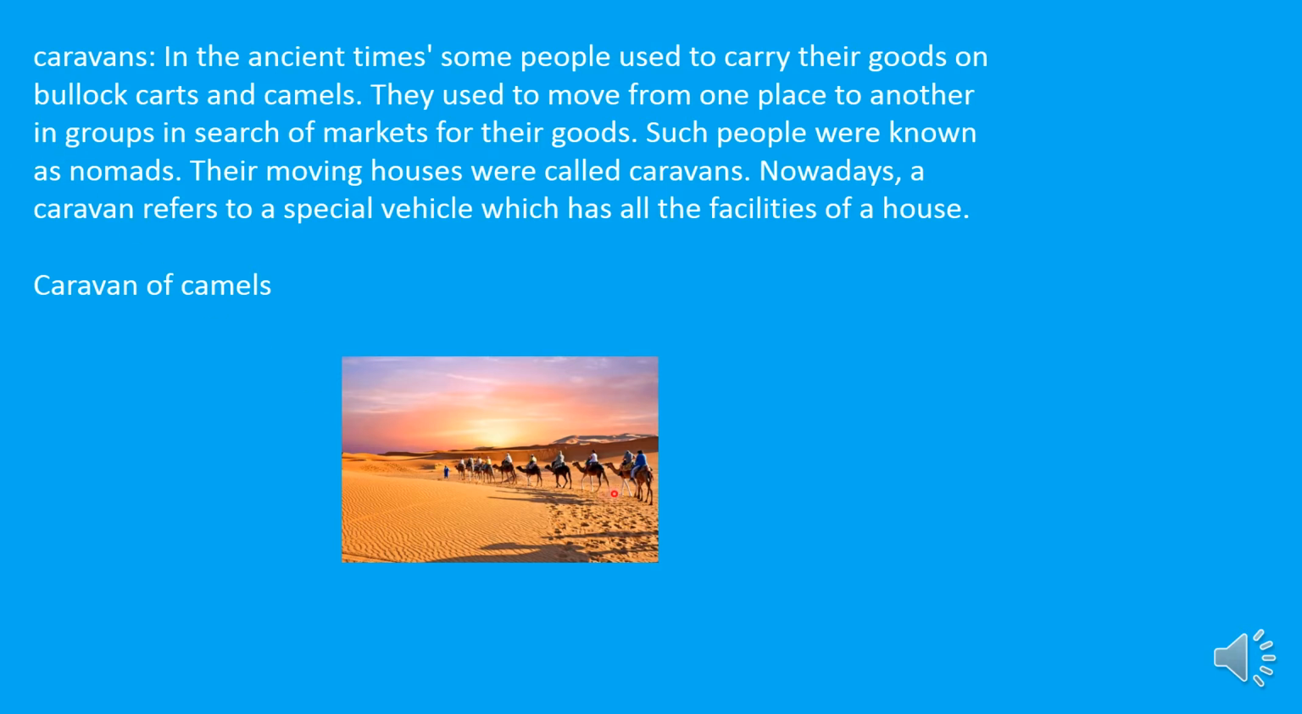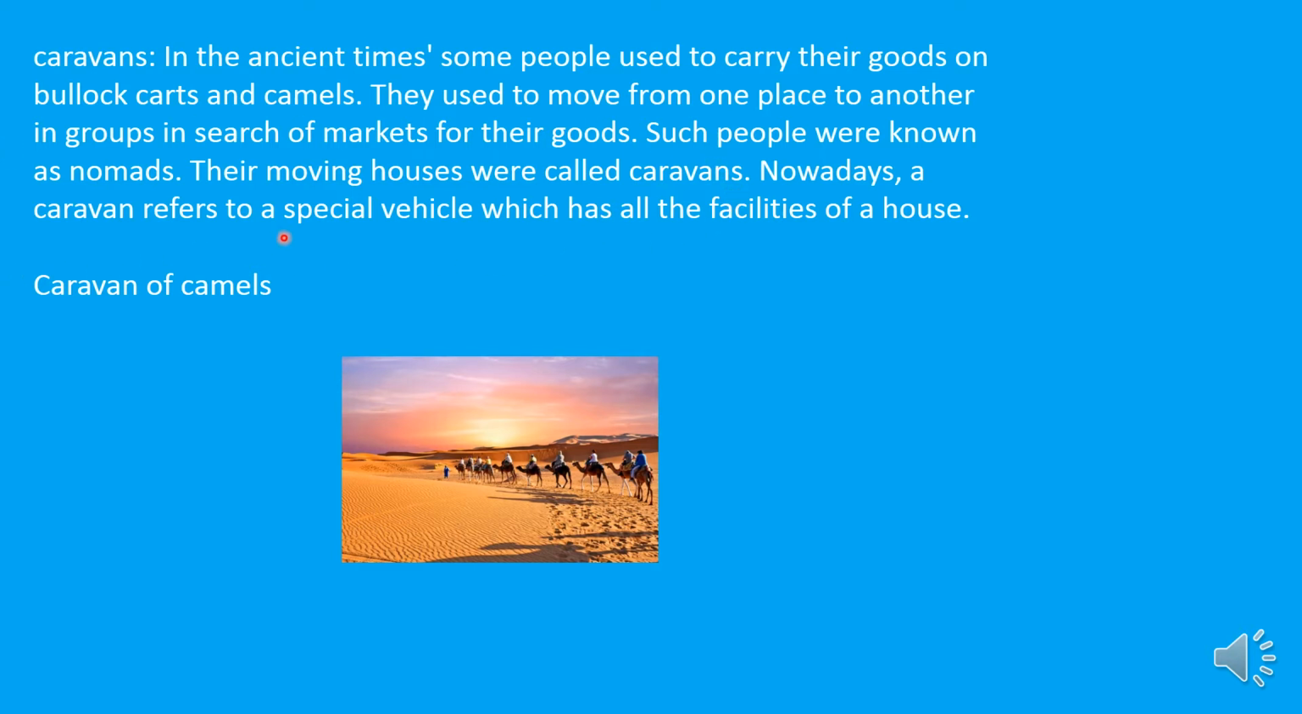In groups, so many people are going at a time. They used to move from one place to another in groups in search of markets for their goods. They want to sell their goods in markets. Such people are known as nomads. Their moving houses were called caravans.